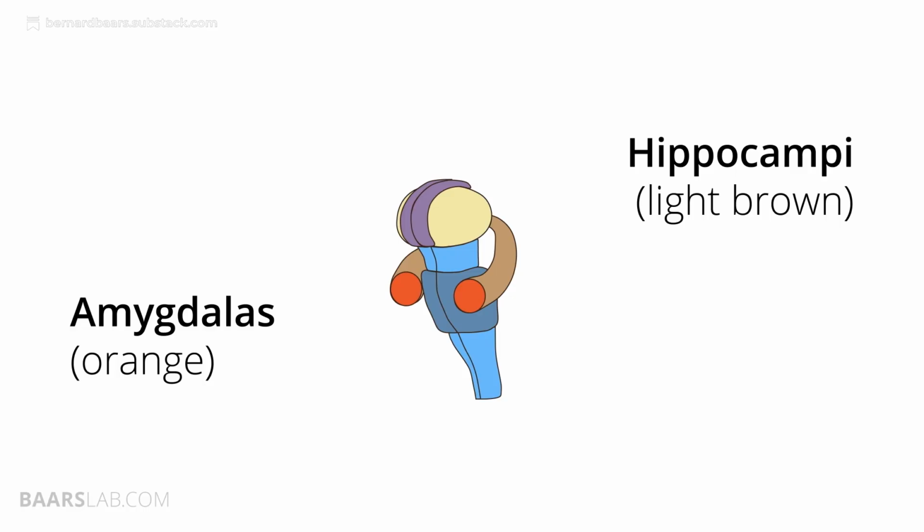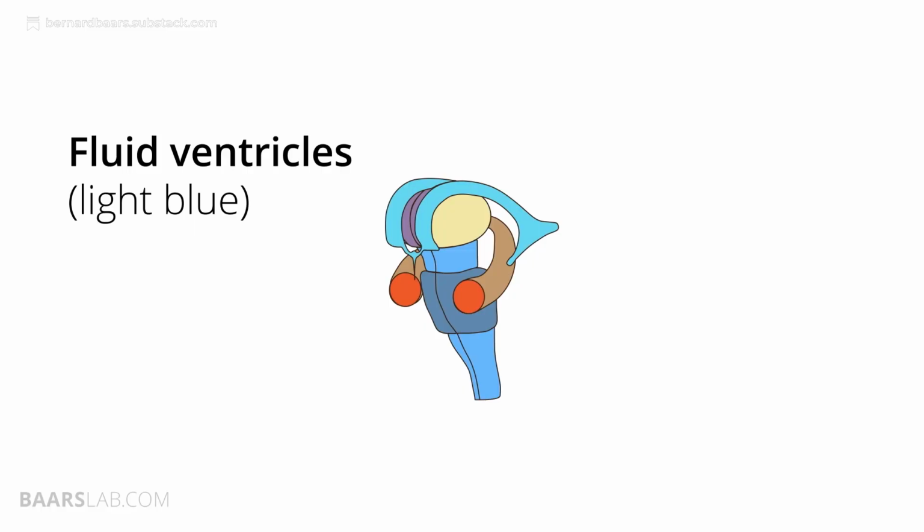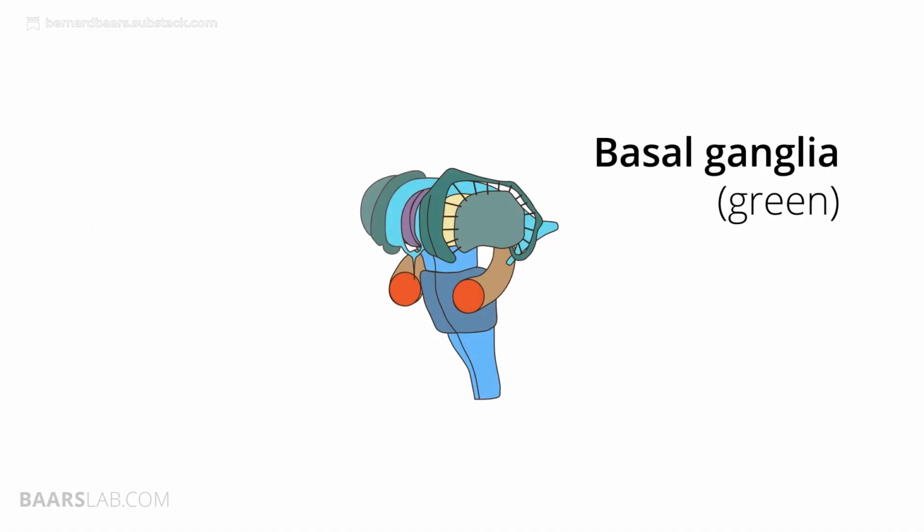And then on top of the hippocampi and amygdalas, there is a structure in very light blue called fluid ventricles, quite elegant structures. And this is actually not a neural structure, but it's a space for a fluid that is called cerebrospinal fluid. The next structure we see is the basal ganglia, quite beautiful. It looks like a kind of a shield on the left side and on the right side. The basal ganglia are for motor control.